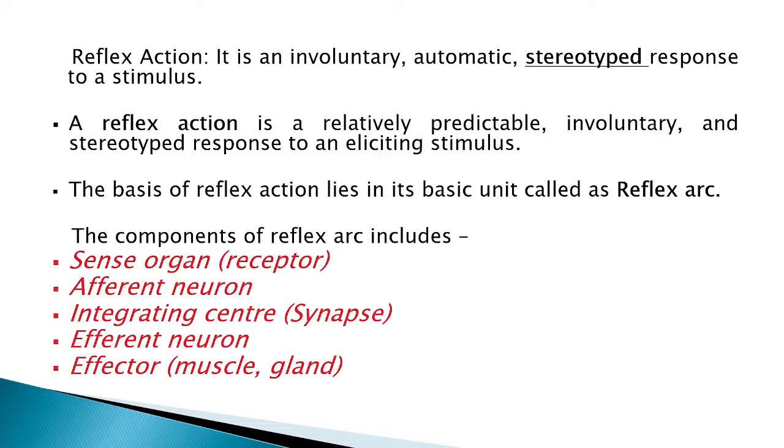For the inverse stretch reflex, the Golgi tendon organ is the sense organ and type 1B fibers are the afferent fibers. They are entering through the dorsal root, forming synapse directly with the alpha motor neuron in case of the stretch reflex, through the inhibitory interneuron in case of the inverse stretch reflex. Yes, and the effector is the muscle itself.